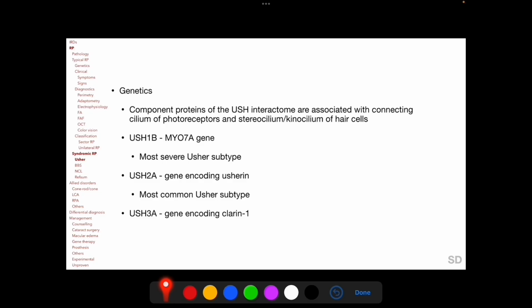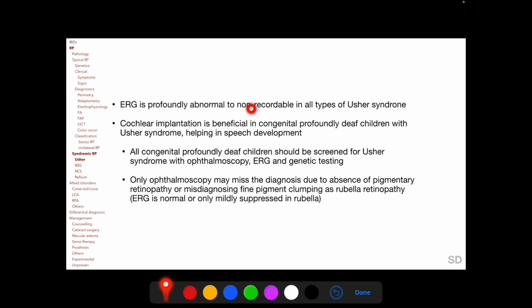There is no Usher 1A, and Usher 1B is caused by mutation in the MYO7A gene, and this is the most severe Usher subtype. Usher 2A, which is caused by mutation in the gene coding usherin, is the most common Usher subtype. ERG is profoundly abnormal to non-recordable in all types of Usher syndrome, and it is important to remember that cochlear implantation is beneficial in congenital profoundly deaf children with Usher syndrome, helping them in speech development. So all congenital profoundly deaf children should be screened for Usher syndrome with ophthalmoscopy, ERG, and genetic testing.